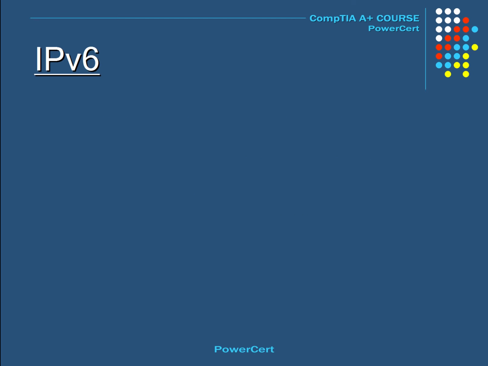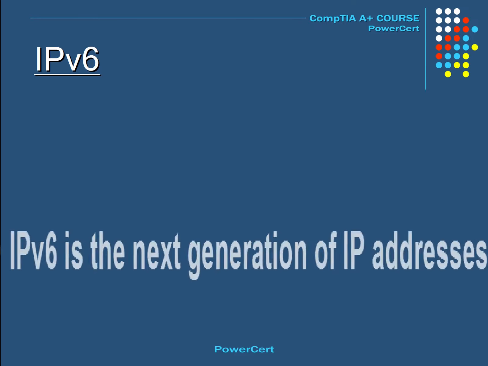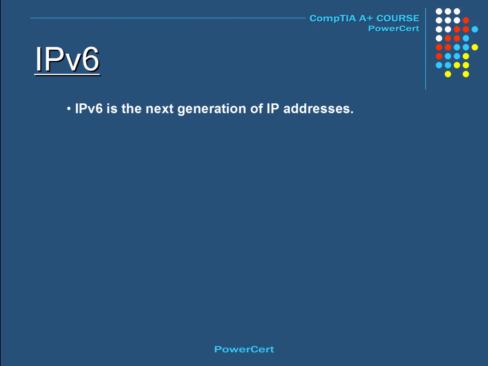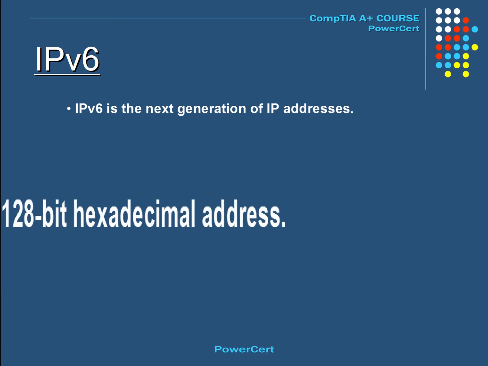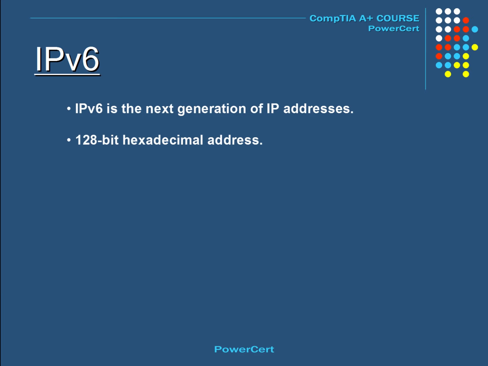When the Internet was first developed, programmers didn't realize how big it would become. They thought that IP version 4, which produced over 4 billion addresses, would be enough. But they were wrong. IP version 6 is the next generation of IP addresses. The main difference between IP version 4 and IP version 6 is the length of the address. The IP version 4 address is a 32-bit numeric address, whereas IP version 6 is a 128-bit hexadecimal address.